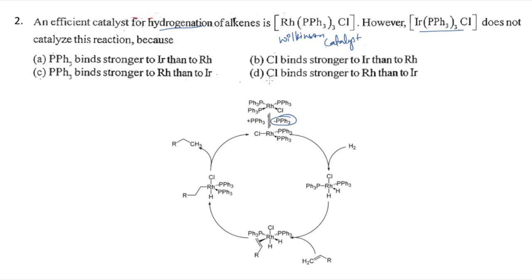Chlorine does not have any role to play over here. Chlorine stays with the complex from start to end, so no option related to chlorine can be correct. The only option which is correct is that PPh3 binds stronger to iridium than to rhodium. That's why it does not break in the iridium complex, whereas in the rhodium complex it breaks, right? So this is going to be the correct answer for this particular question.